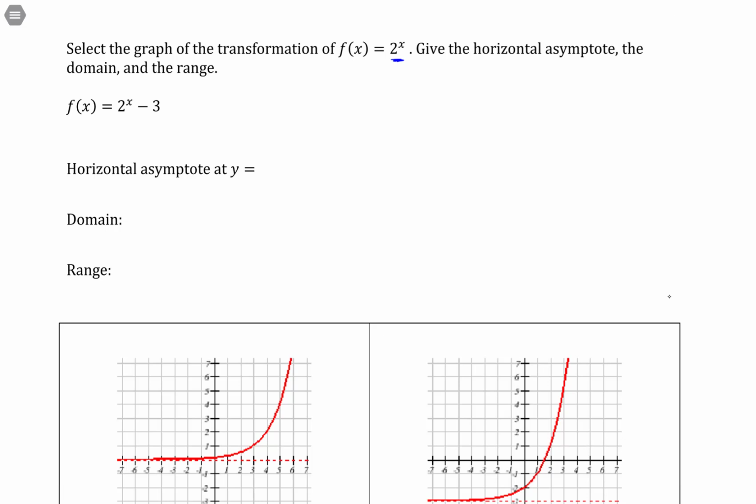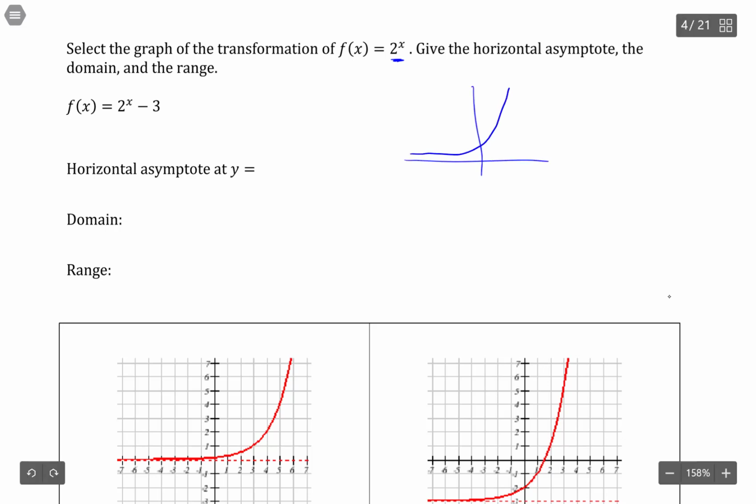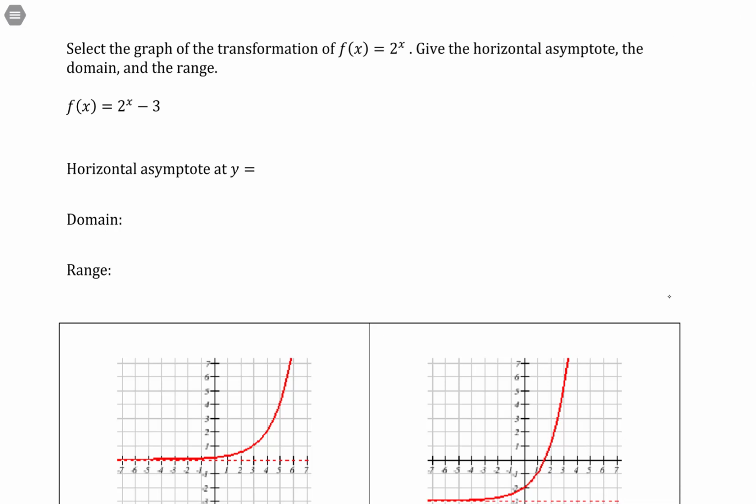And the reason that the base is 2 here, it would just affect how the graph opens up. Like this might be 2 to the x, and then this might be 3 to the x. We're not really concerned with that in terms of graphing. All we're really concerned with is shifting the graph up and shifting the graph down. So we'll just assume here that we've got any exponential function, and we're just happening to use the base 2.